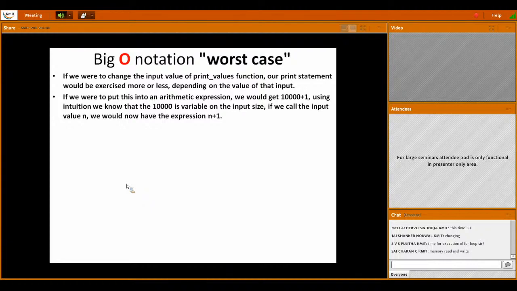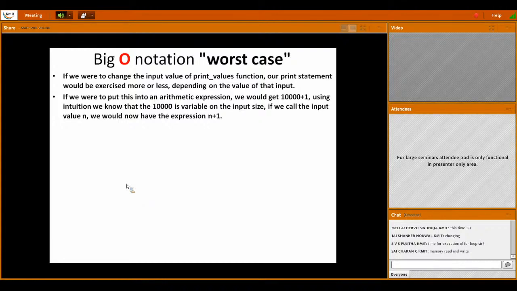Suppose 10,000 is the end value which I have sent. Last time you said 100, now this time suppose I send 10,000. So 10,000 times the loop is going to run, right? And when it returns the value one time, there is the time required to print the result. That's the 10,000 plus 1. Using intuition, we know that 10,000 is variable on the input size.